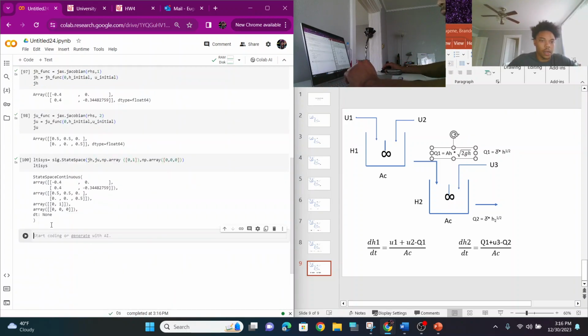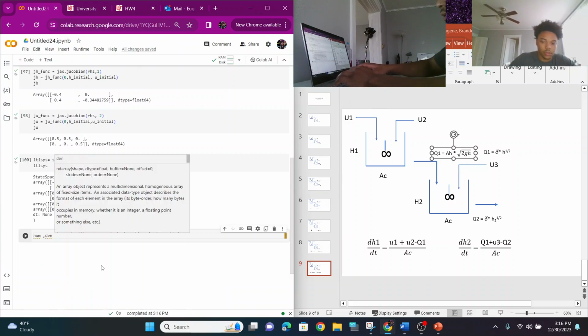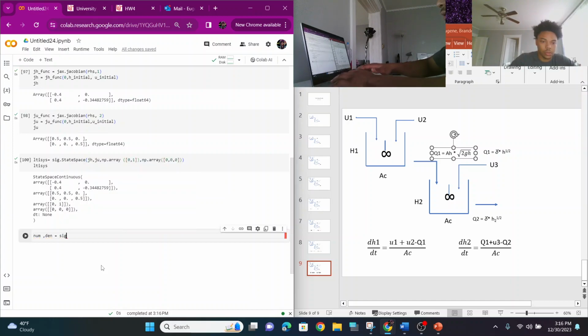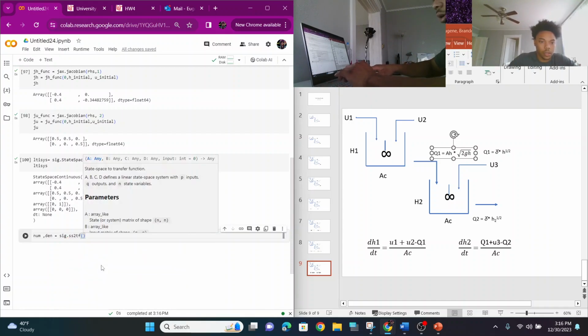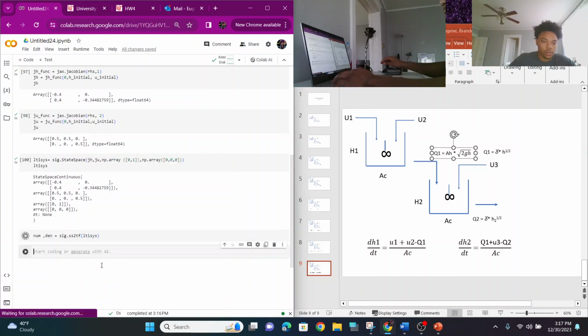Alright, and now we're going to put that into a continuous state function. So how we're going to do that is we're going to do, then, is equal to state.to_ss of ti_s.